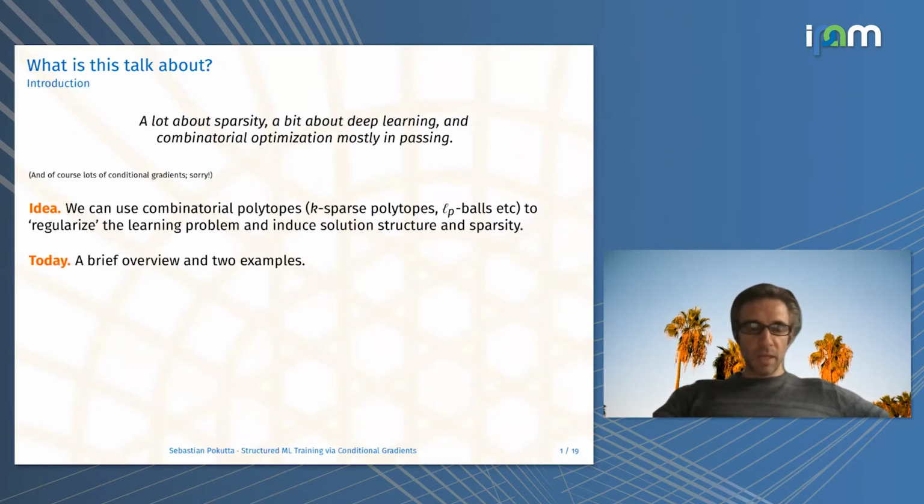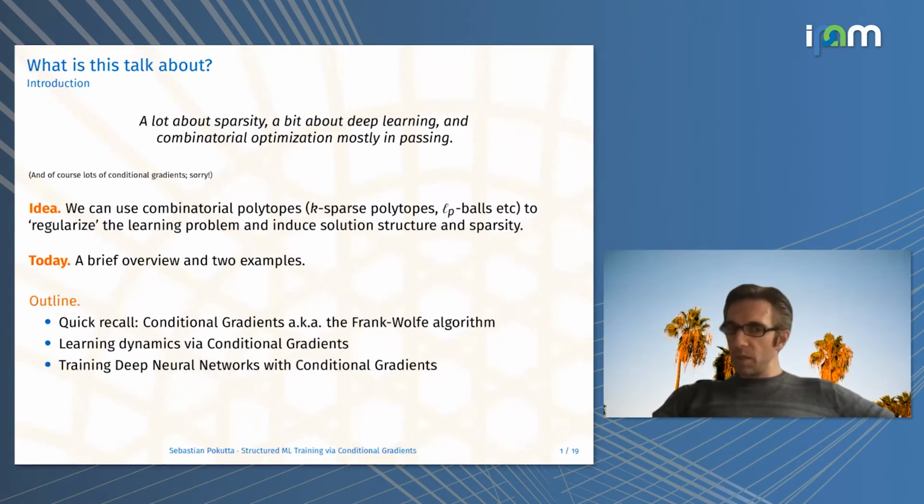So today I want to keep it on a very high level, just to give you a bit of an idea what can be done in that space and present two examples where we have used this in the past. What I will do is give a very quick recall on what conditional gradients or Frank-Wolfe-like methods are about. Then I will talk about one example where we learn dynamics via conditional gradients. And then we will use conditional gradients in the context of training deep neural networks.